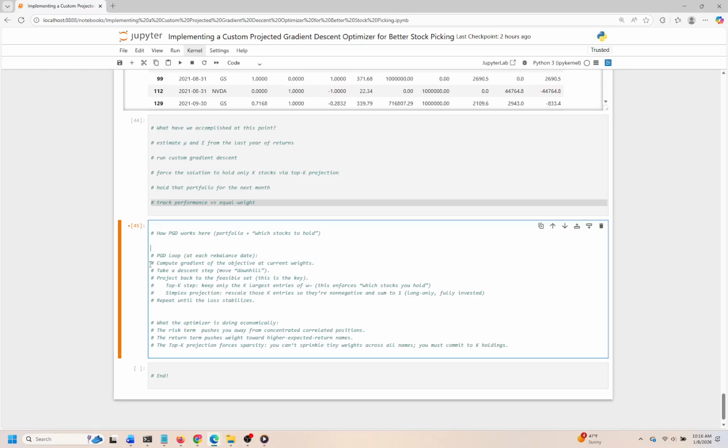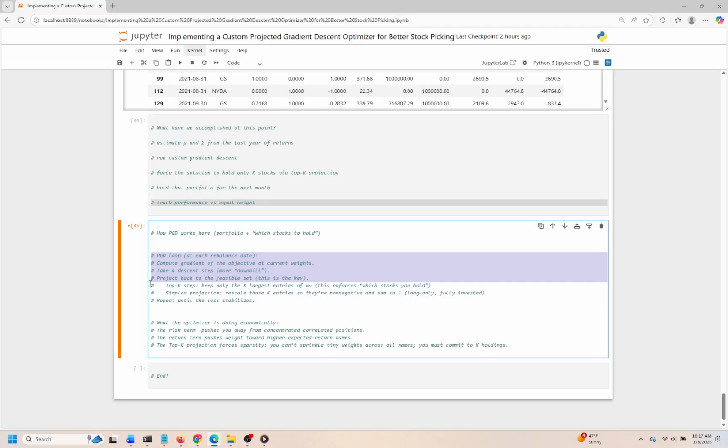At each rebalance date, the PGD algorithm undertakes a series of steps to fine-tune the portfolio's weights. The first step involves calculating the gradient of the objective function with the current weight distribution. This gradient informs us about the direction we need to take to minimize our loss, essentially guiding us downhill on the loss landscape. Following this, we take a descent step based on those gradient calculations.